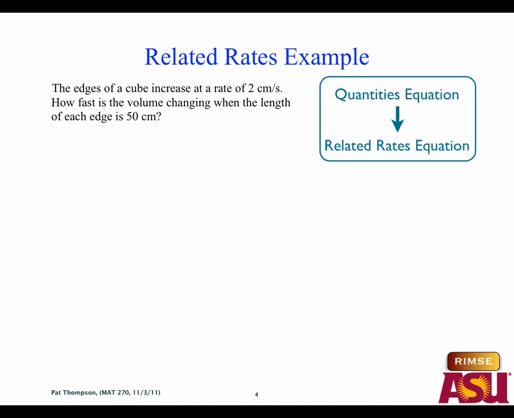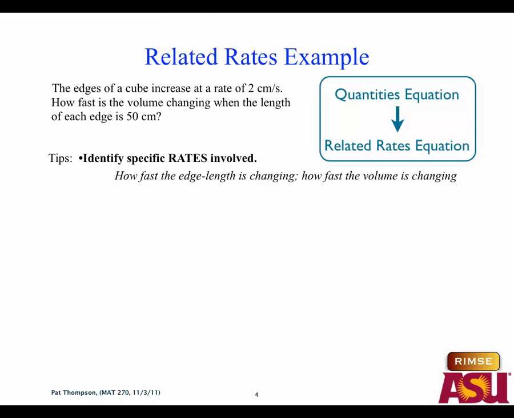An equation of those quantities, okay? So we want an equation of the associated quantities, and from that we'll get the related rates equation. So we did this already. What are the specific rates involved? We said how fast the edge length is changing and how fast the volume is changing. So before we get the quantities equation, let's figure out, from those rates, what are the quantities that we're interested in?